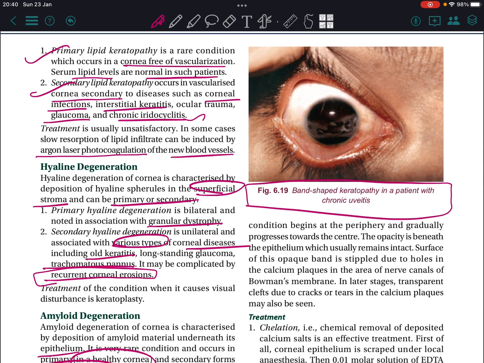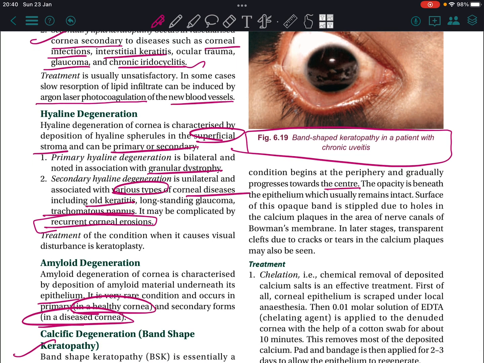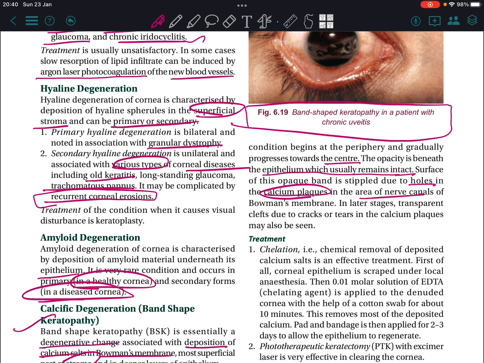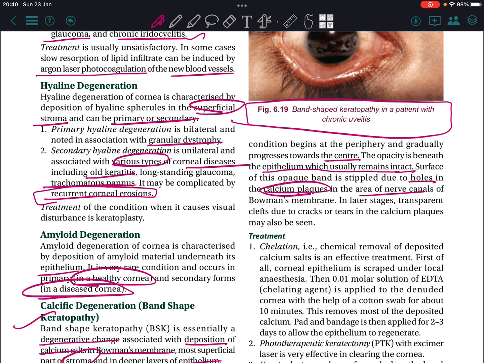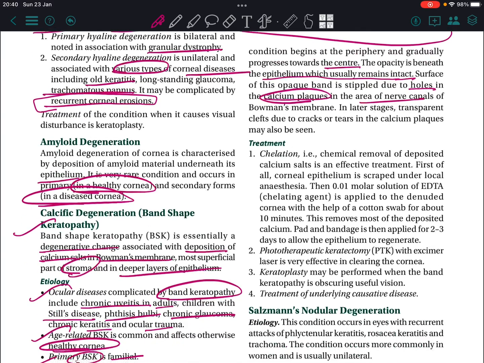Band-shaped keratopathy in a patient with chronic uveitis gradually progresses towards the center. The opacity is beneath the epithelium, which usually remains intact. The surface of this opaque band is Swiss-cheese-like due to holes in the calcium plaque in the area of nerve canals of Bowman's membrane. In the later stage, transparent clefts appear due to cracks or tears in the calcium plaque.